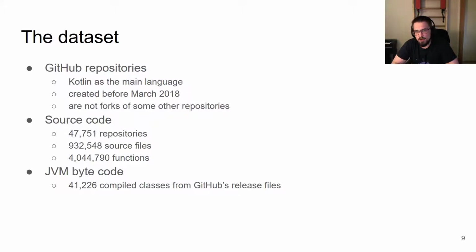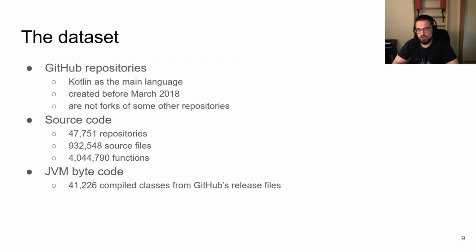To get data, we fetched all GitHub repositories which stated Kotlin as their main language, were created before March 2018 and were not forks of some other repositories. In total, we got more than 930,000 source files.